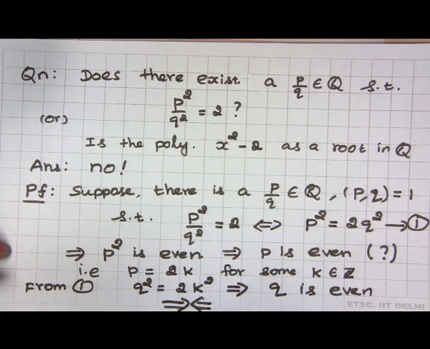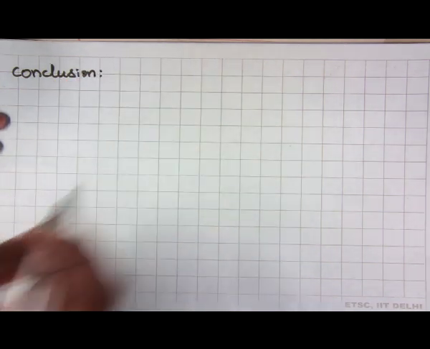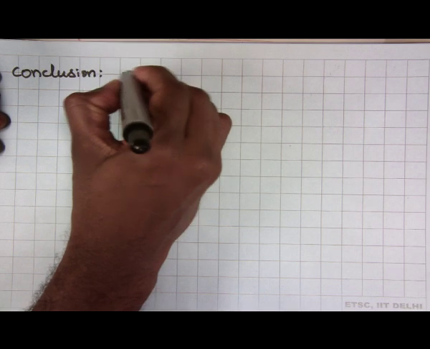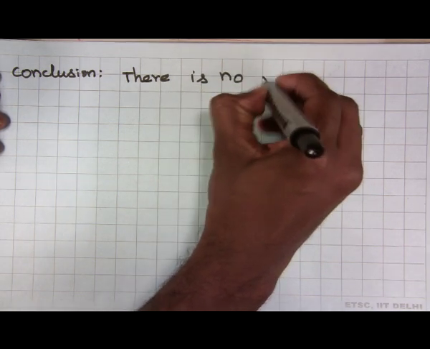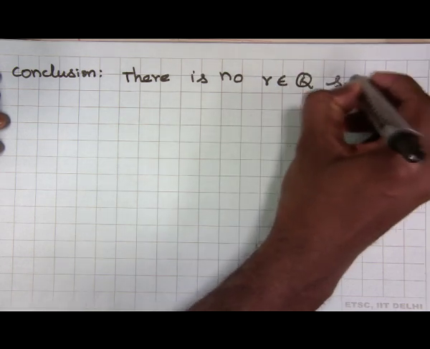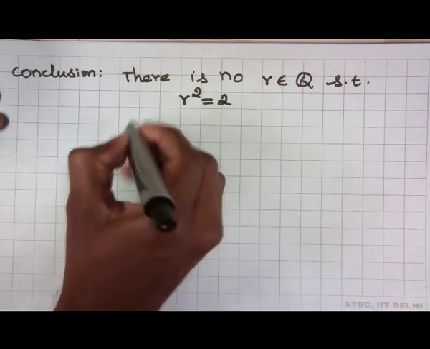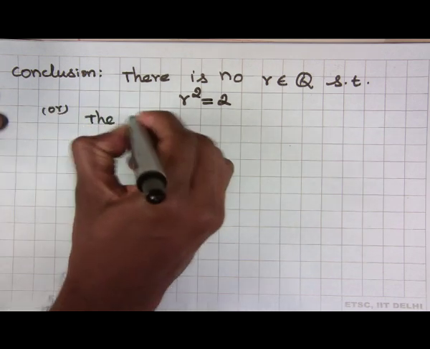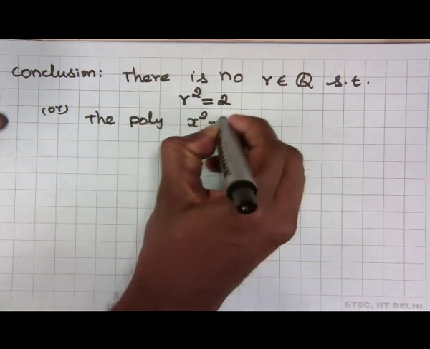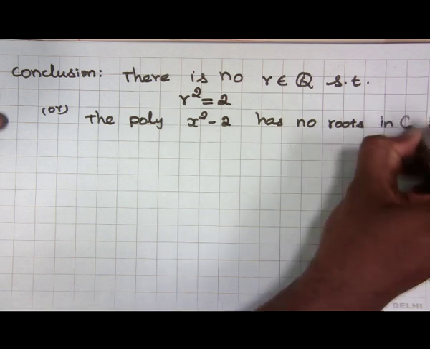Now, let us conclude what we derived. Conclusion: there is no rational, let us say R in Q, such that R square equals 2. In other words, the polynomial x square minus 2 has no roots in Q.